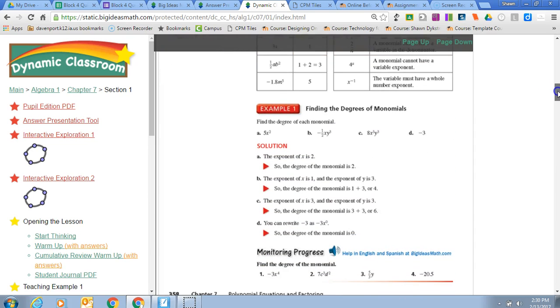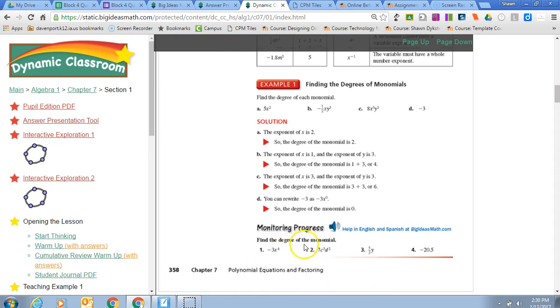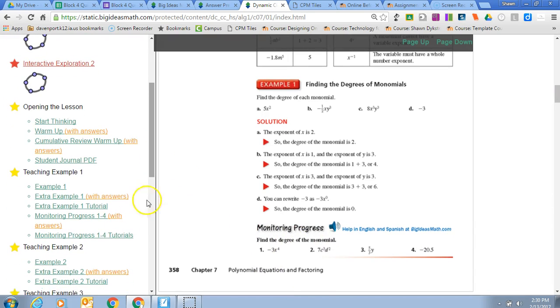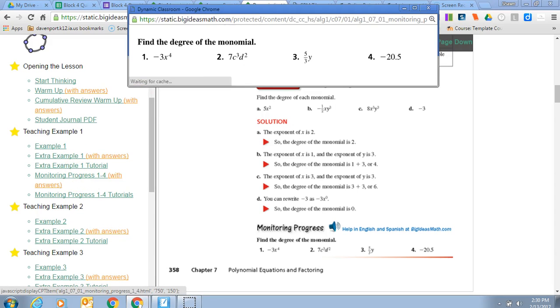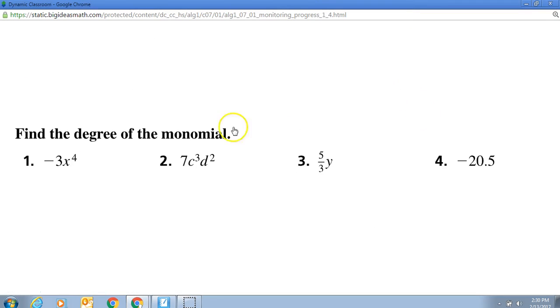Again, you can see the examples with the answers. There's always this monitoring progress check, so we would get to that, and I would pop that open, as you'll see right here. Monitoring progress with the answers. Pop up a little window, ask the kids to maybe share out loud or write it down real quick, and then of course we can uncover each of the answers. Just real quick checks to make sure the kids are with me before we move on.